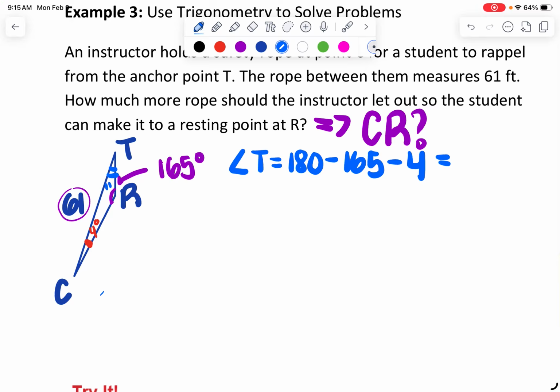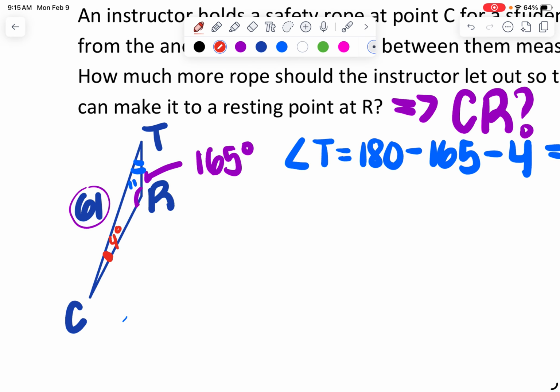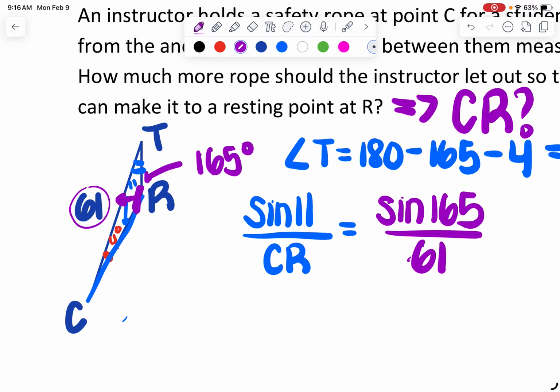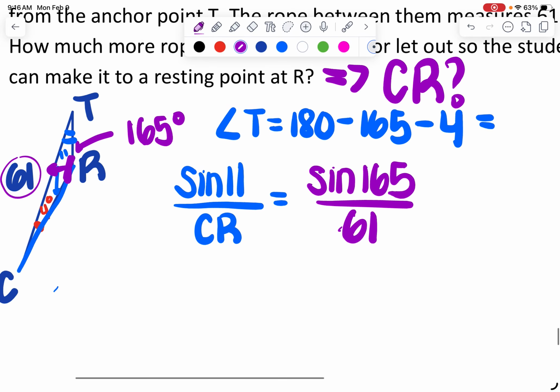Okay. And now look what I can see. I'm trying to find CR, which is this guy right here. It's opposite to angle T. So I can do sine of 11 over CR, which is what I'm trying to find. And then the other ratio I have is this part here over 61. So it'd be sine of 165 over 61. And then it's just law of sines.